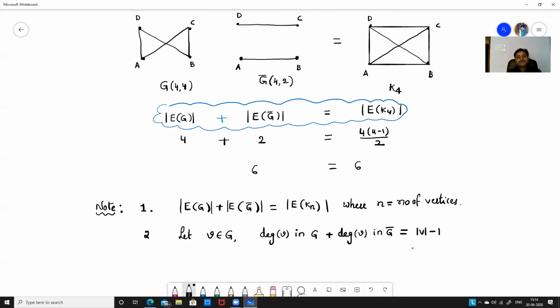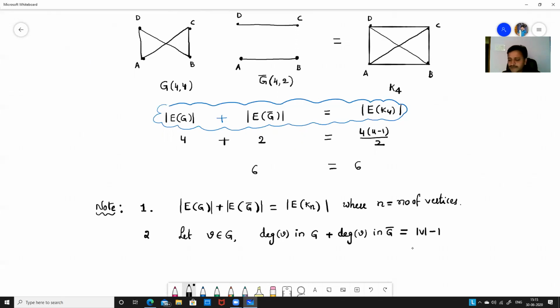We know why it is the number of vertices minus 1. Obviously, if you take the degree of V in G and the degree of V in G bar and combine those two, we'll definitely get a complete graph, right? In a complete graph, what is the maximum degree of any vertex? The maximum degree of any vertex is V minus 1 only. Are you getting the point or not?